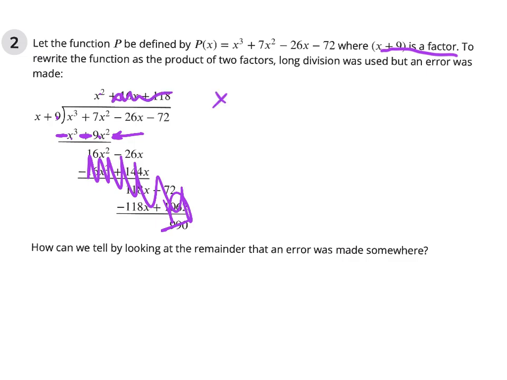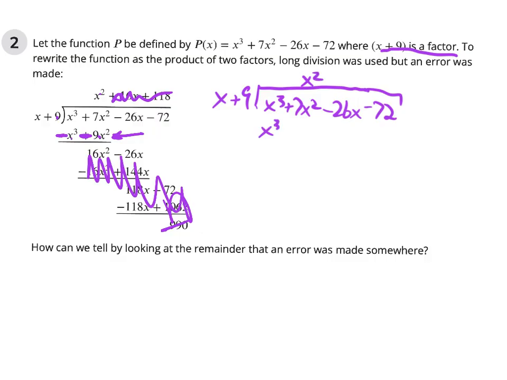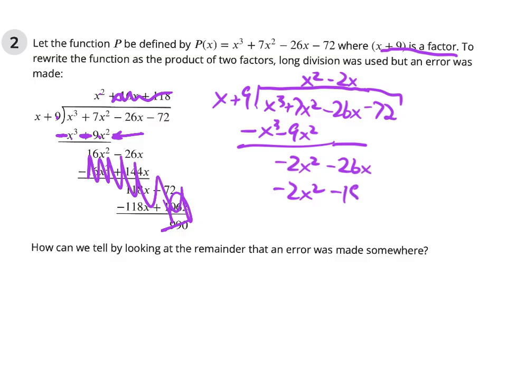So let's redo the division properly. All right, so x squared was correct. We get x cubed plus 9x squared. Change both signs. 7 minus 9 is negative 2x squared, minus 26x. Okay. What times x is negative 2? Negative 2x, giving us negative 2x squared minus 18x.